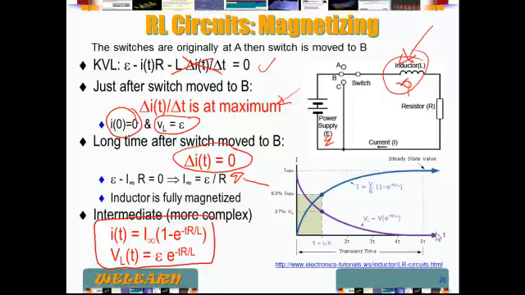Graphically, they're going to look like this. The purple is for the current and the light blue is for the voltage. As you notice, like we had for a capacitor, after one time constant, we have 63% of the maximum current, and so on. In the case of the voltage, it drops to 37% of the maximum voltage.